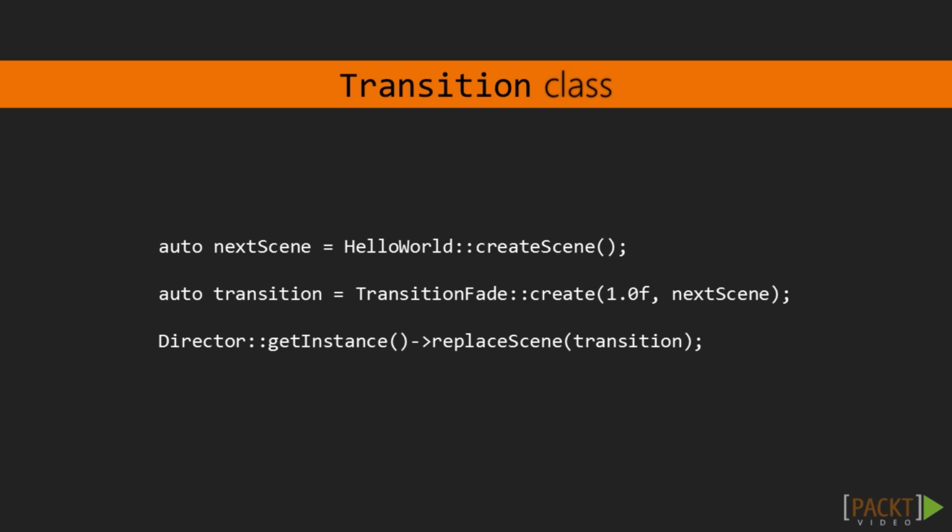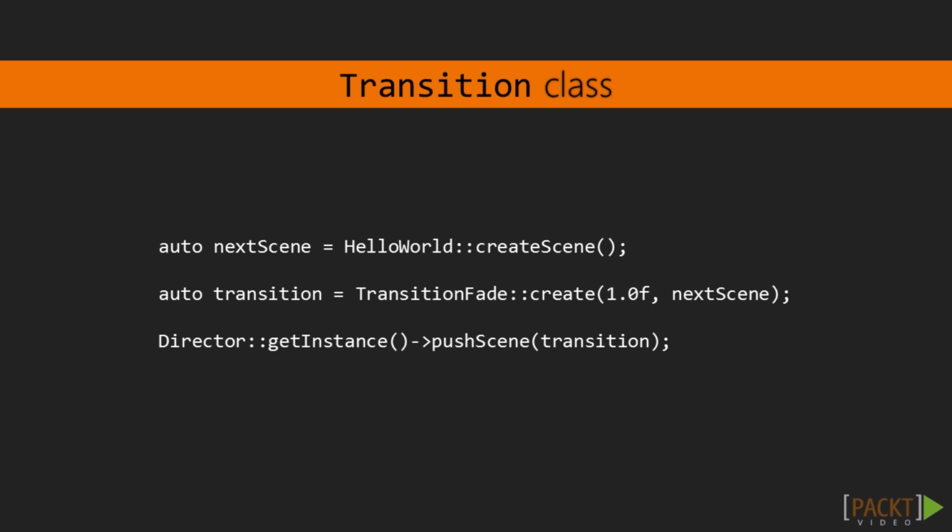Cocos2d-x has a lot of transitioning effects. Let's explore how to use a transitioning effect and the effect that's produced. You can add visual effects to a scene transition by using the transition class. Cocos2d-x has many kinds of transition classes. However, there is only one pattern for how to use them.